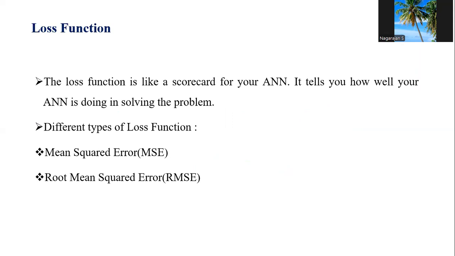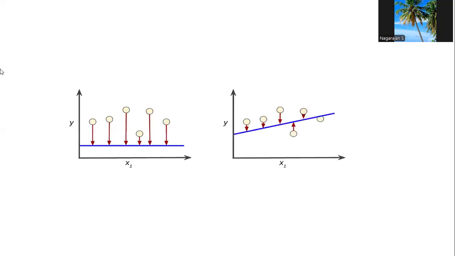One is called mean squared error, and another one is called root mean squared error. The first one looks like the diagram. Later we can go for a deeper understanding with examples, if possible.